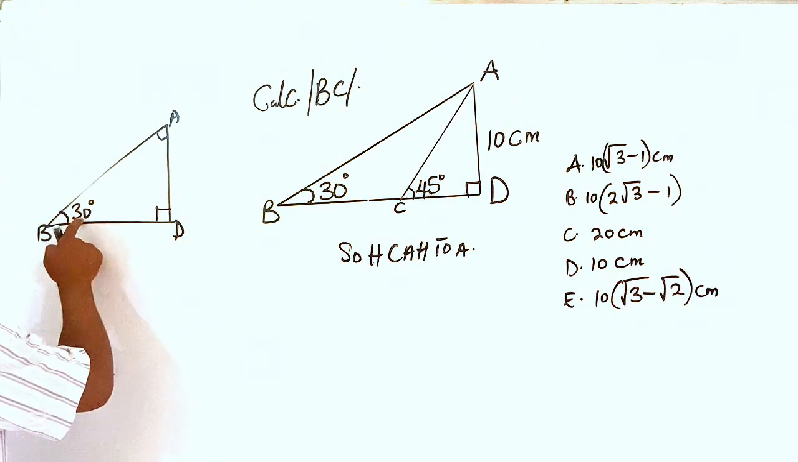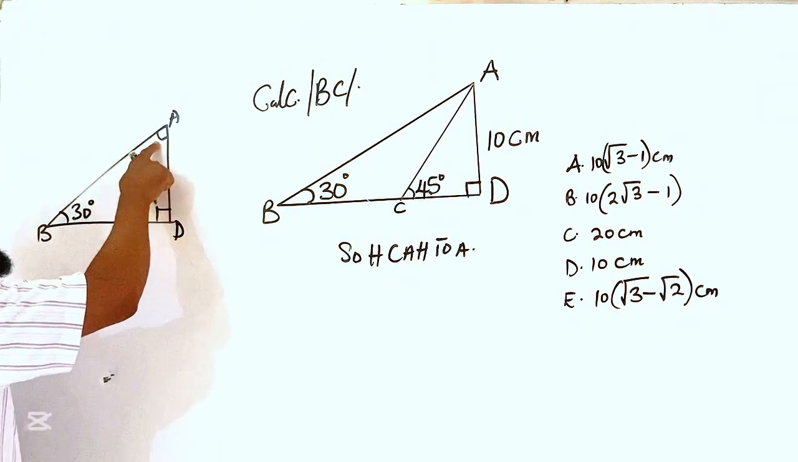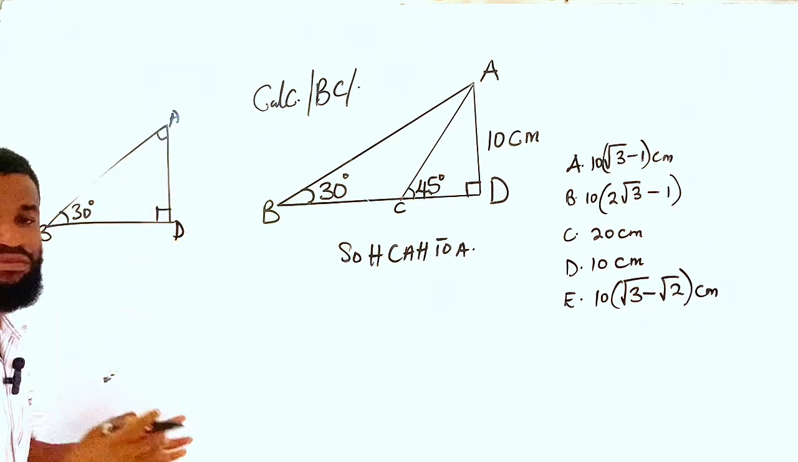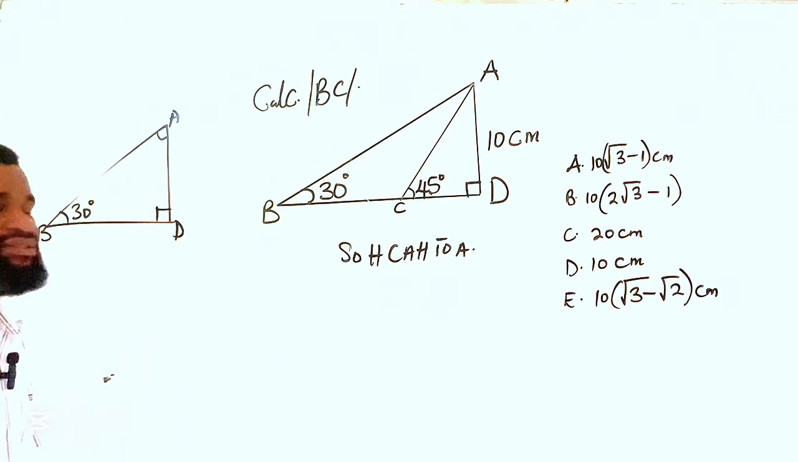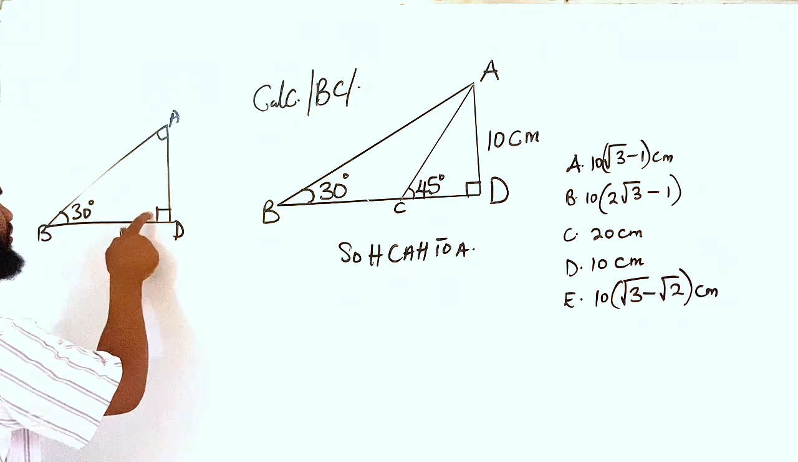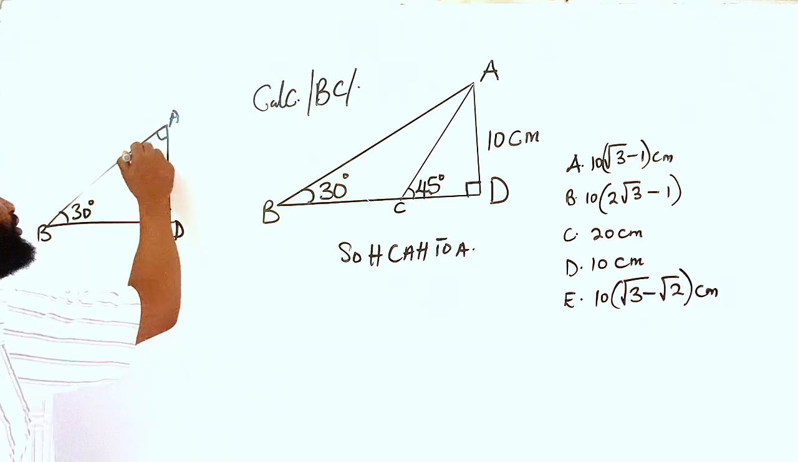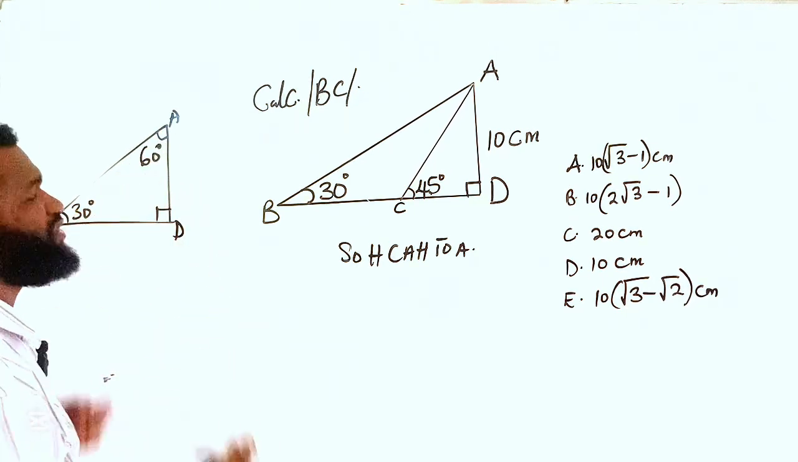Okay, if I have 30 here, I have 90. What should I add here to make it 180? Because the sum of angles in every triangle must be 180. So this is 90 plus 30, which is 120. It should be 60 degrees here, but it's not even necessary.